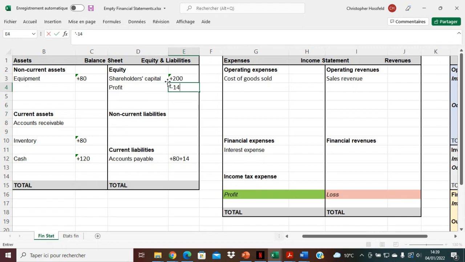So we have here for this third transaction, minus 14 in profit and plus 14 in liabilities. So my total balance sheet is still 280 on both sides. So everything is balanced.